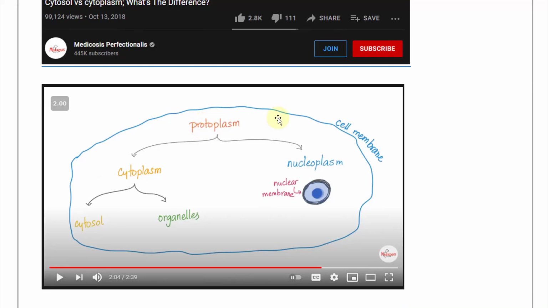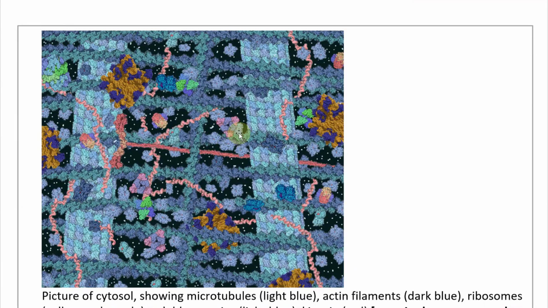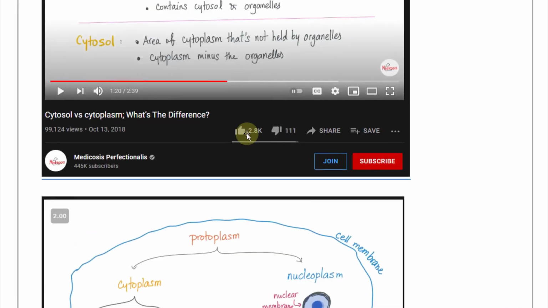And here's a big overview. So here's a cell membrane. Everything inside the cell membrane is the protoplasm. Then it's divided into the cytoplasm, which is everything but the nucleus. And the cytoplasm contains all the organelles and the stuff not in the organelles, the cytosol. And then nucleoplasm is inside the nucleus. So there's the nuclear membrane and everything inside it. So yeah, it's a very simple video, very simple illustration there, just copy and pasted.